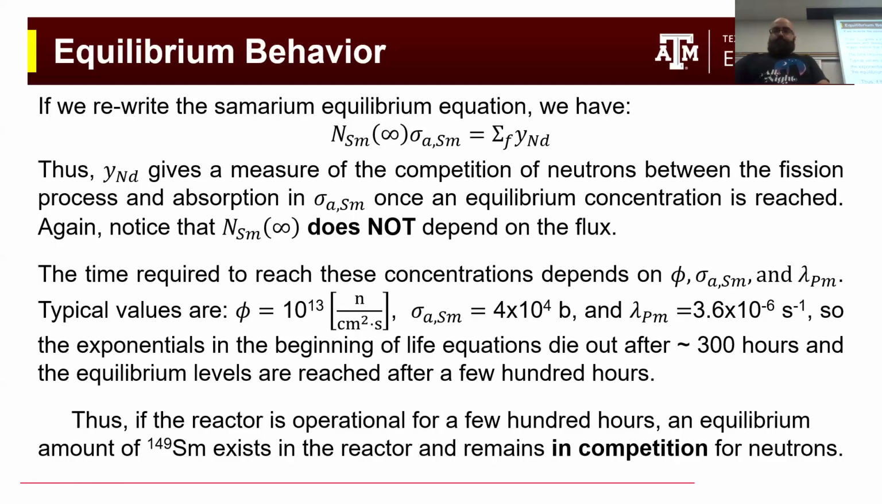If I had some numbers for typical reactor values, then I could plug them in and determine how fast those exponentials actually decay away. And for samarium, those exponentials end up dying out around 300 hours. So that means that from time 0 up to about 300 hours, we build up equilibrium concentrations of the samarium in my reactor.